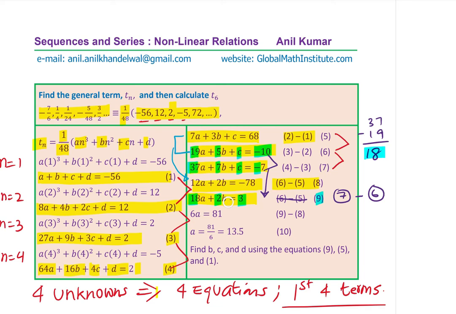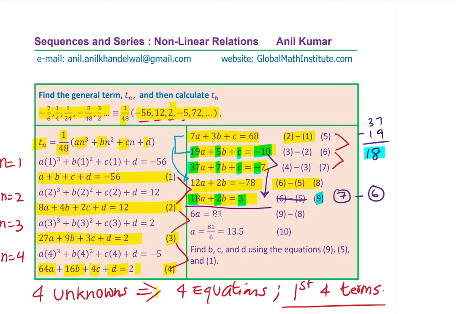Clearly in equation number 9, we have only two unknowns, a and b. 2b and 2b cancel away if I do the difference between equation 9 and 10. So that is what I've done here. Once I do the difference between these two equations, 2b and 2b cancel away, and we are left with 18 minus 12, which is 6. So 6a equals 81, right?